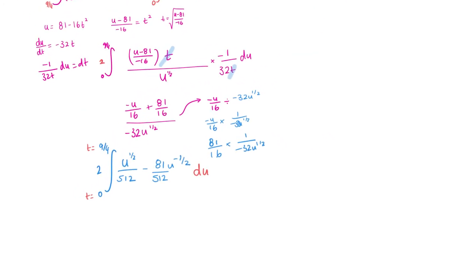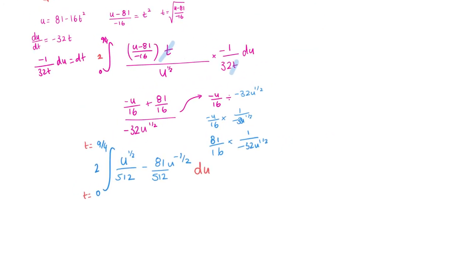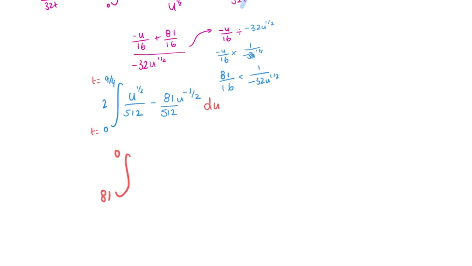So what does u equal? 81 minus 16t squared. So we're going to have 81. Does anyone know what 9 over 4 squared multiplied by negative 16 and added to 81 is? Okay, and 0. There we go. So I'm going to take out the 512. What's 2 divided by 512? 1 over 256. Okay, u to the half minus 81u to the negative a half with respect to u.